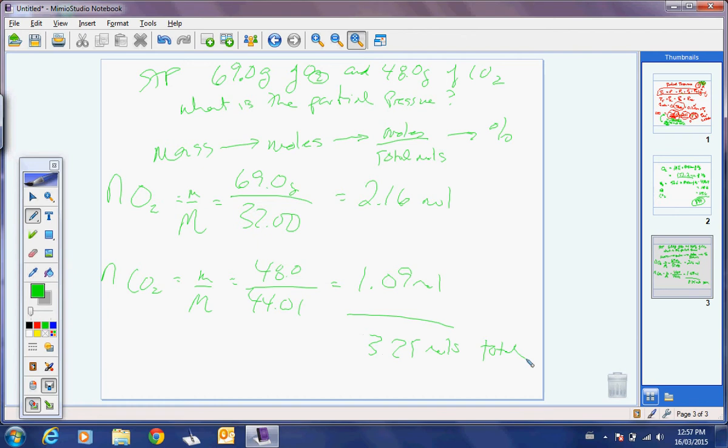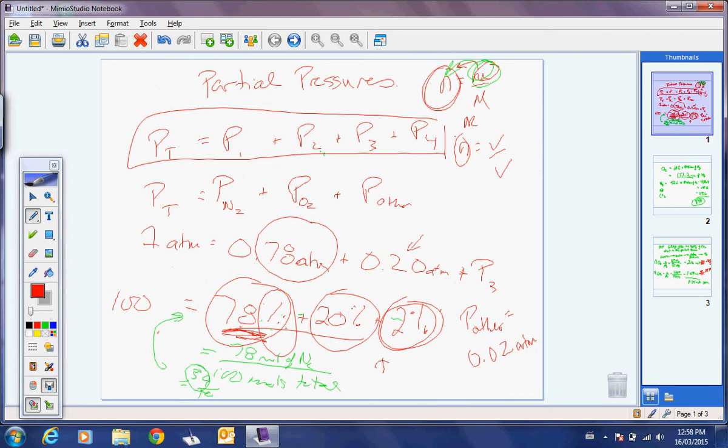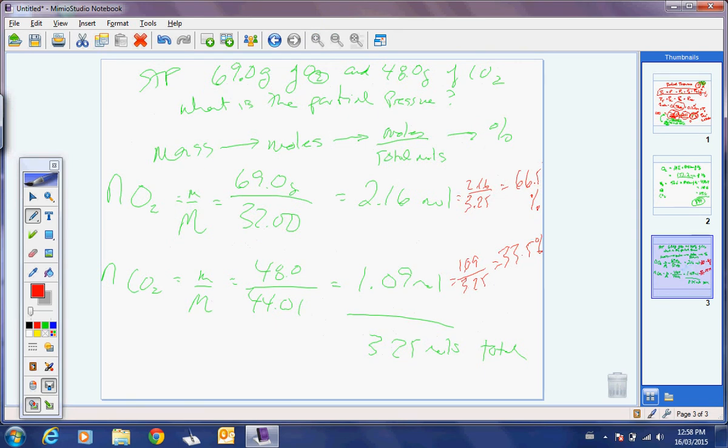So what percentage must this be then? Well, 2.16 divided by 3.25, times 100, if you like. I've done it in two steps there. So 2.16 divided by 3.25 is 66.5%. And on this one, 1.09 divided by 3.25 is 33.5%. It better be 100% in total, I would hope. Everybody hear that? And then I'm back to the bottom of this first stage here where I've got my percentages up to the total. So I would then take my number of, what does it ask for?